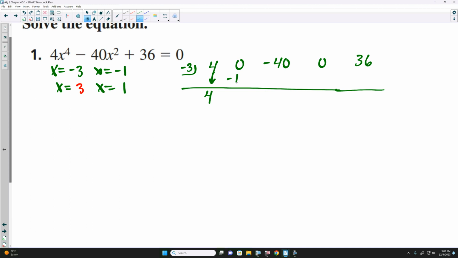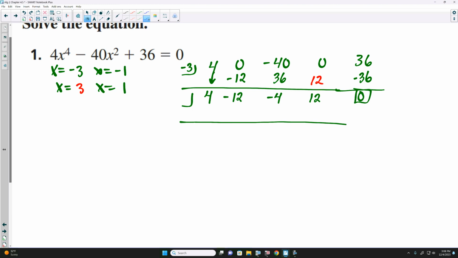Negative 3 times 4 is negative 12. 0 plus negative 12 is negative 12. Negative 3 times negative 12 is 36. Negative 40 plus 36 is negative 4. Negative 3 times negative 4 is positive 12. 0 plus 12 is 12. Negative 3 times 12 is negative 36, which gives us 0.